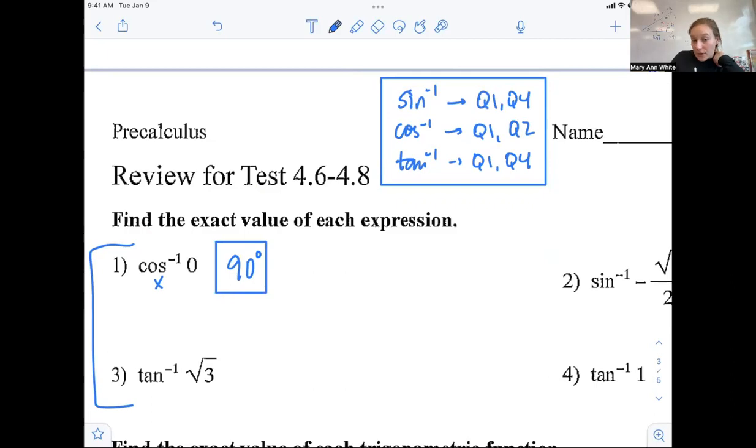Also, you can write your answer as a radian or degree. So let me work on that. So it's 90 degrees or pi over 2. I will accept either answer as long as it's the correct one.